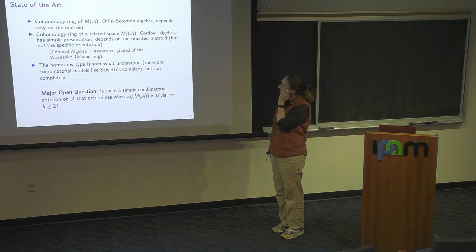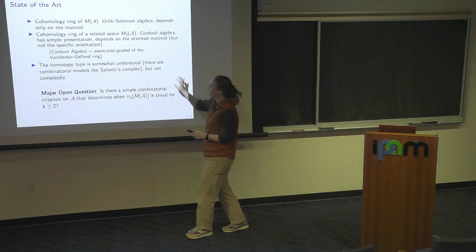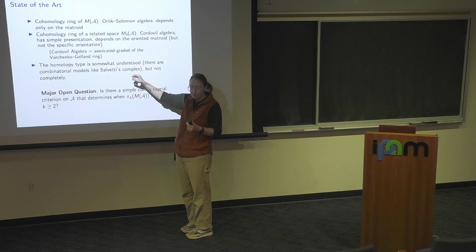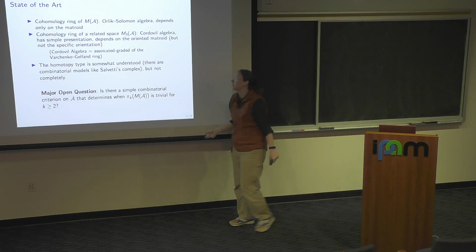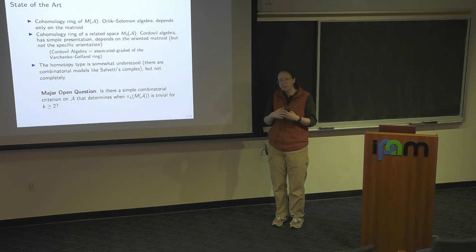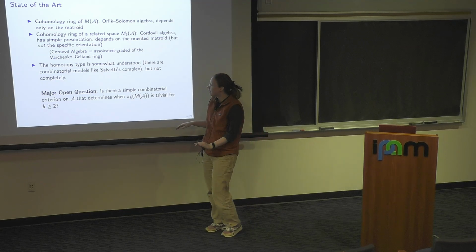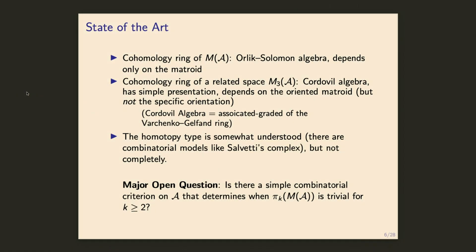Great. I want to talk today about the homotopy type. This is somewhat understood, and there are combinatorial models that are homotopy equivalent, like Salvetti's complex, but there are still many open questions. So one of the main open questions in this field is, can I determine when the first homotopy group is non-trivial, and then all higher homotopy groups are trivial?